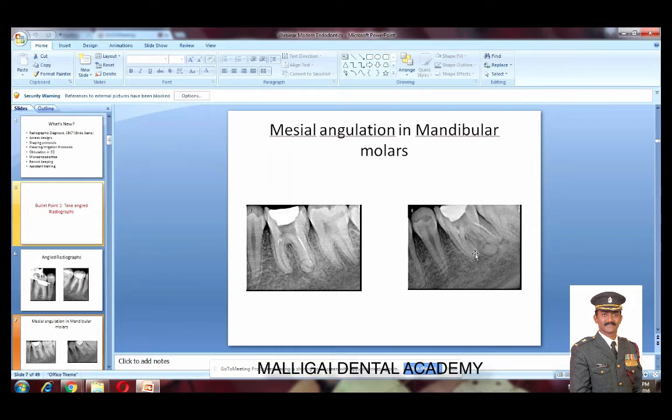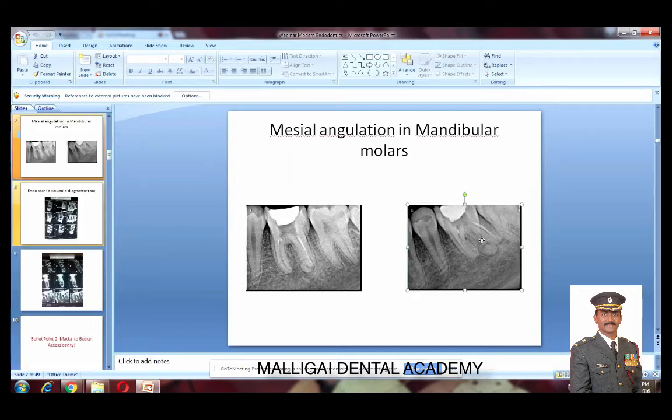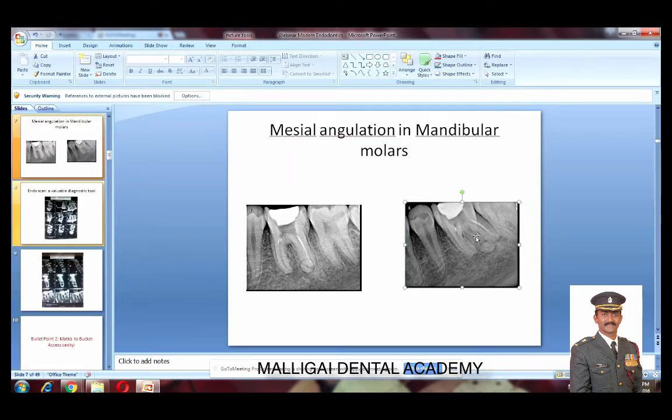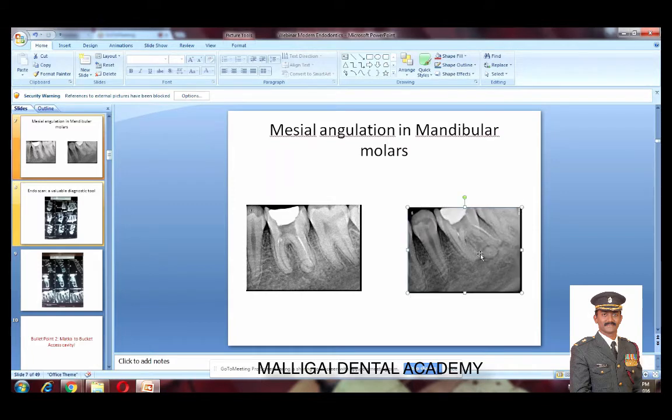Since this is a mesial angle radiograph, the root which moves mesially is the lingual root, whereas the root which has moved distally is the buccal root. So the one extra root that I see here is the lingual, the distolingual root, and then you also have a distobuccal root. So we made this diagnosis right from the X-ray itself that this is a case of radix entomolaris with an extra distolingual root.